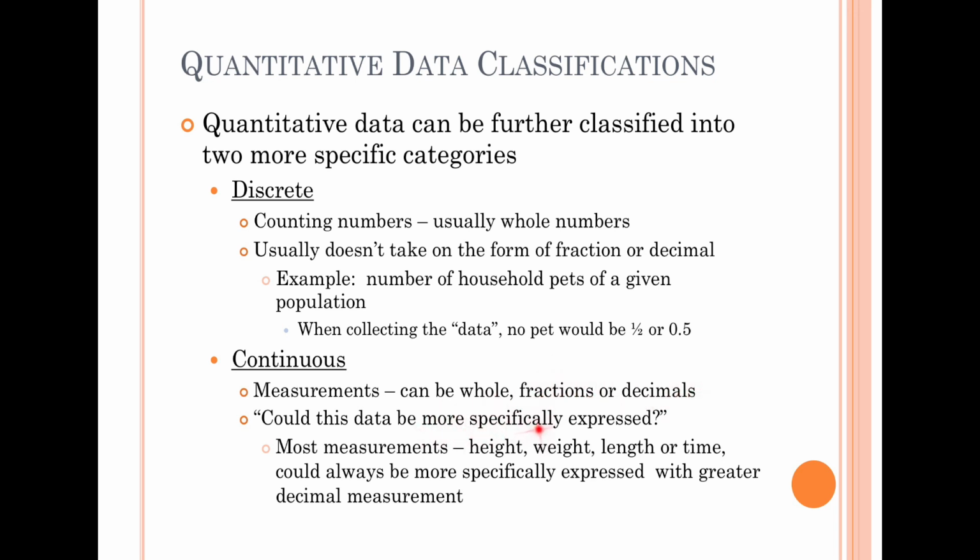And one of the things we can always ask is, hey, can this be more specifically expressed? Could we get more accurate in our measurements? And if the answer is yes, then it's most likely a continuous number. Most measurements, height, weight, length, or time, can always be more specifically expressed with greater decimal measurement. In fact, if you think about it, most measurements that we make, we can never really truly know what the true number is because it can always be more specifically calculated.